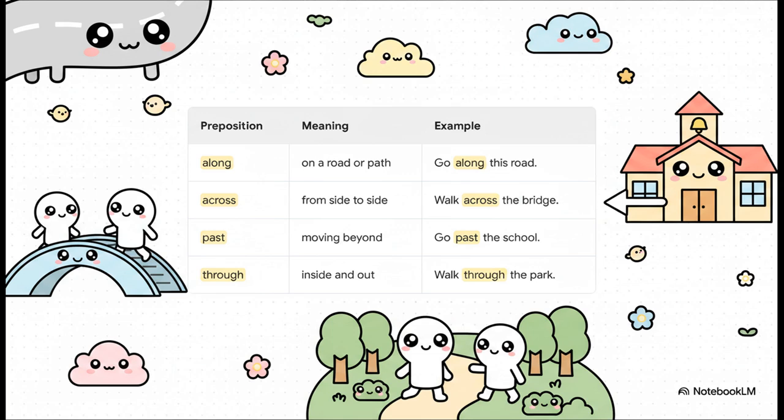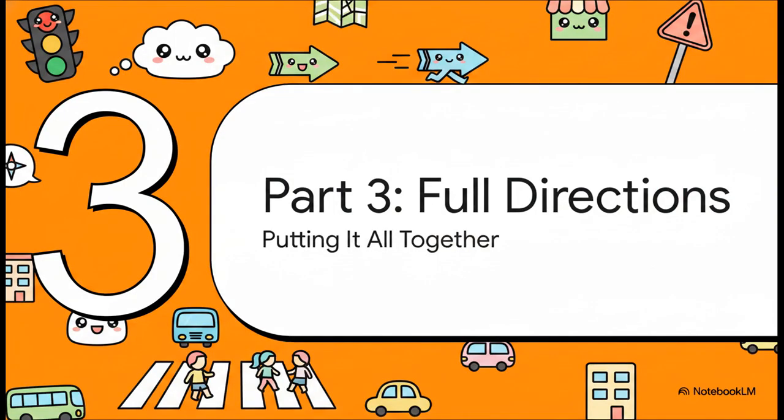And then there's past. Past means you go beyond a place without stopping. For instance, go past the school. And finally, through, which means going inside something and coming out the other side, like walk through the park. These words make your directions so much clearer. Okay, so you know 2 very important things now, commands and prepositions. So it's time for part 3, building full directions.